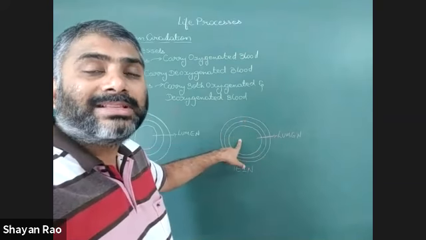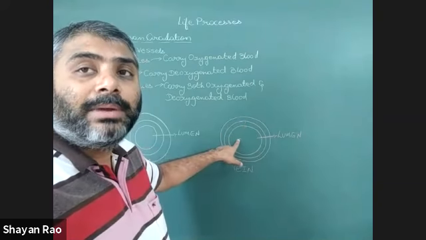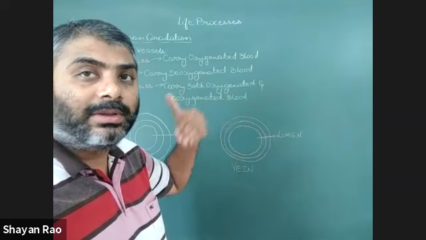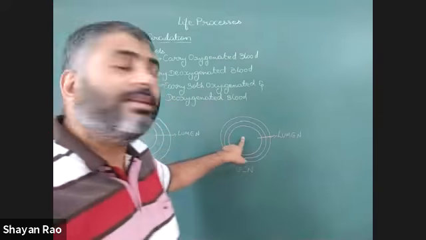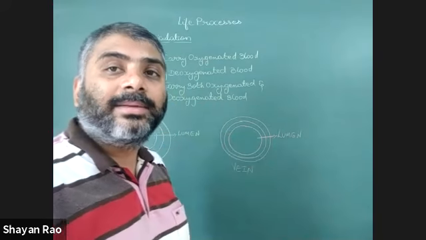So why are valves required? Valves prevent the backflow of the blood. So here in arteries we don't require any type of valves, but in veins we require valves. Is that clear, everybody?